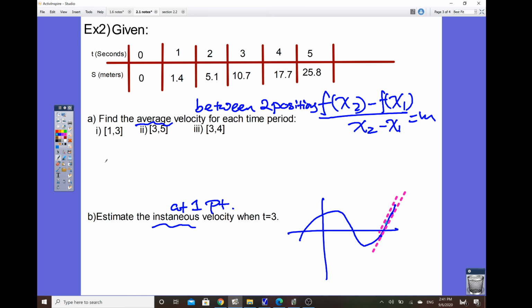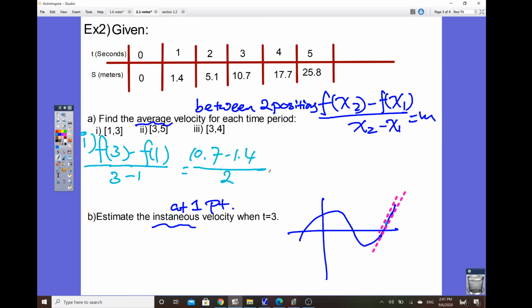So now let's use the table to find the slope for each one of those. The first one: according to the table, it's time versus distance. So we do have f of 3 minus f of 1 over 3 minus 1. This one's for part I. So f of 3, we do have 10.7, and then f of 1, which is 1.4, and then 3 minus 1, which is 2. Then you want to calculate the slope here. So 10.7 minus 1.4, we do have 9.3 divided by 2.